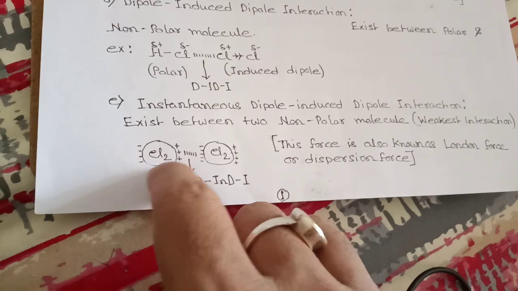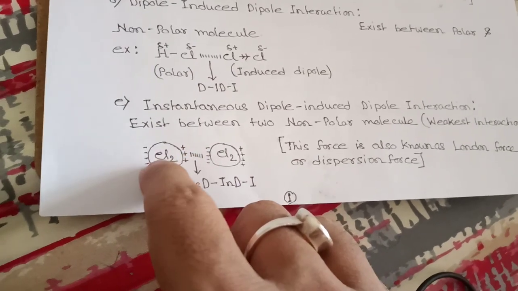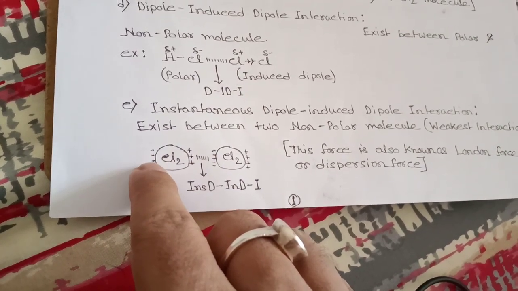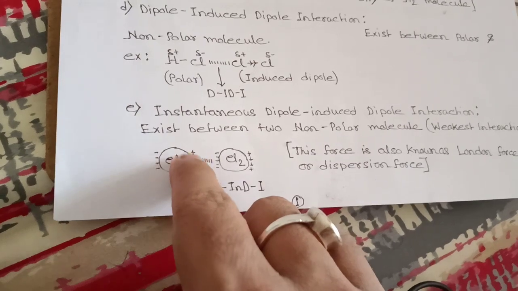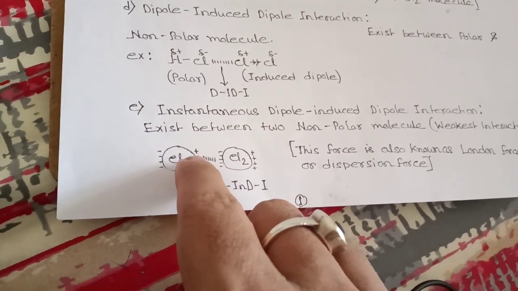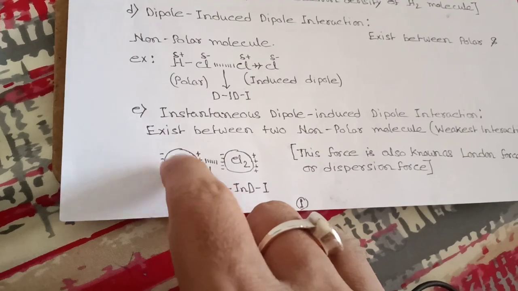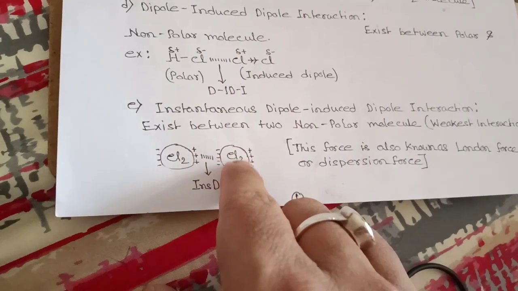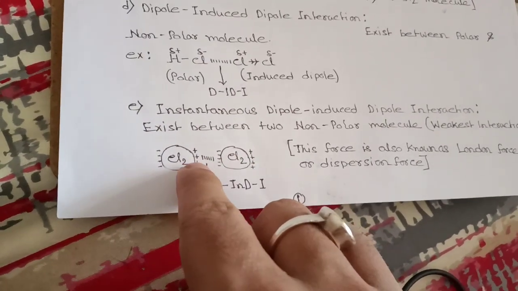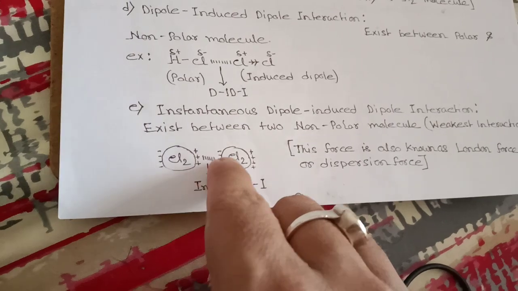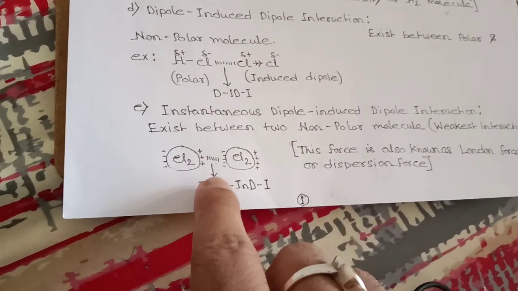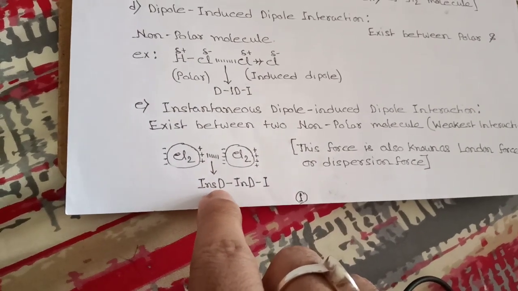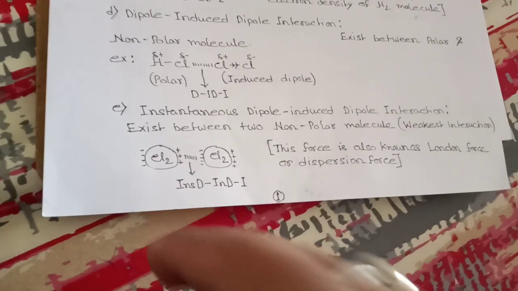Electrons always circulate around the nucleus, and when the electron goes this side, there will be formation of a negative charge here and a positive charge here. So an instantaneous dipole will form here, and this instantaneous dipole will induce a dipole in this Cl2 molecule. So this plus will attract this negative charge, so there will be formation of a positive charge. Now the interaction between this Cl2 and Cl2 will be called instantaneous dipole induced dipole interaction.